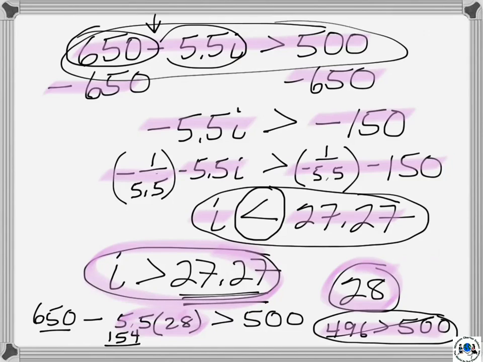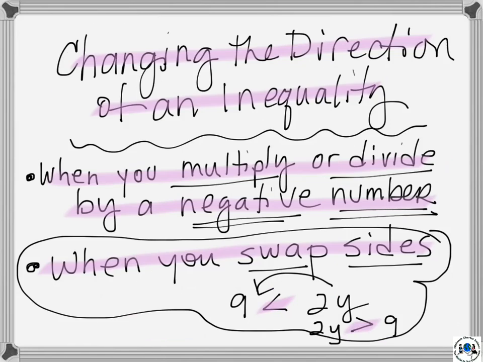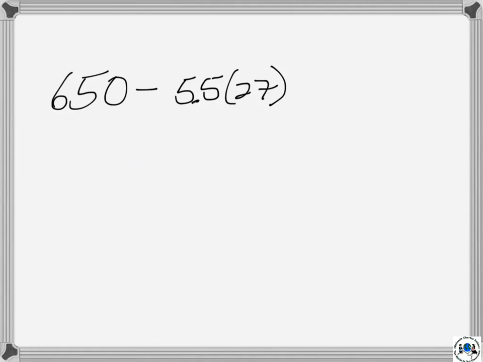So this says I is less than 27.27. Let's use 27, just the number 27, which would be correct if this were correct. So if we plug in 27, let me just get a new sheet of paper here. 650 minus 5.5 times 27 needs to be greater than 500, and let's go ahead and do that.